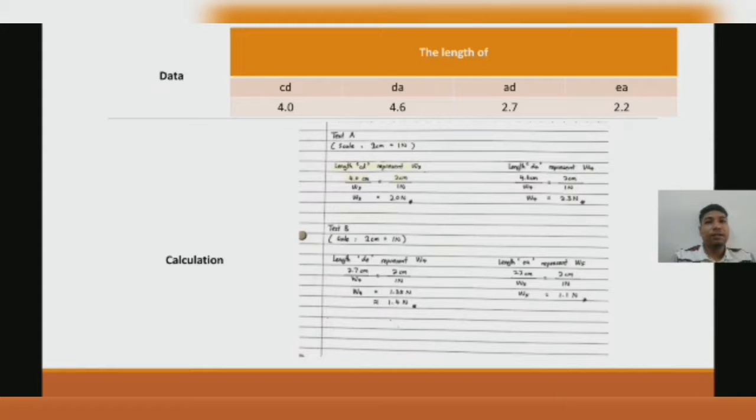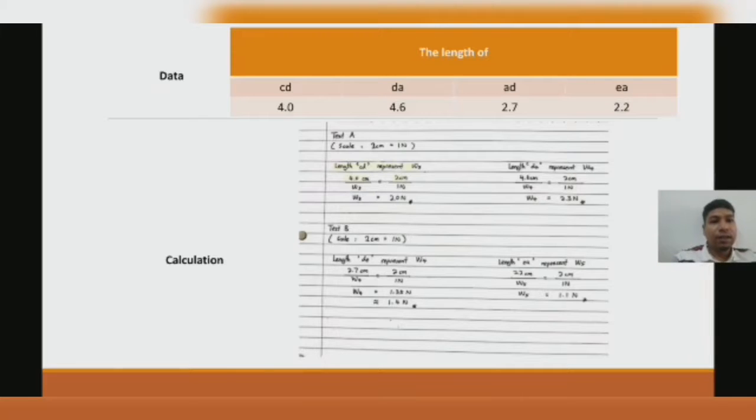So after we collect the data, we get the lengths of CD, DA, DE and EA in cm. For CD, we got 4 cm, DA is 4.6 cm, DE is 2.7 cm, EA is 2.2 cm. For the calculation, we use the scale of 2 cm representing 1 Newton.